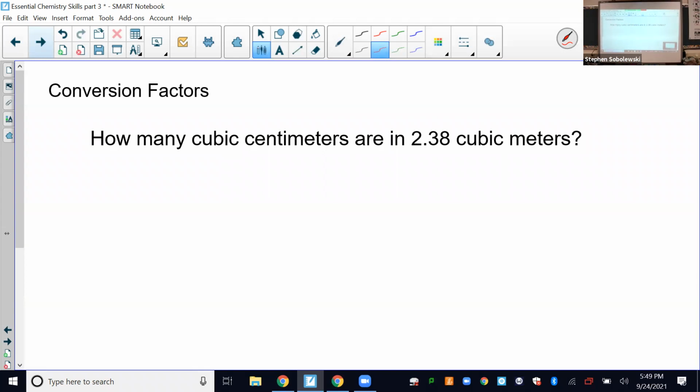How many centimeters are in a meter? 100. But there are not 100 cubic centimeters in a cubic meter. This is a meter stick. This is a second meter stick. This is a third meter stick.